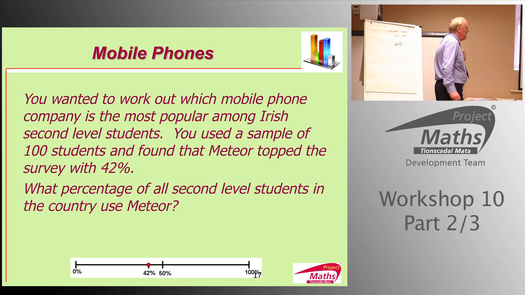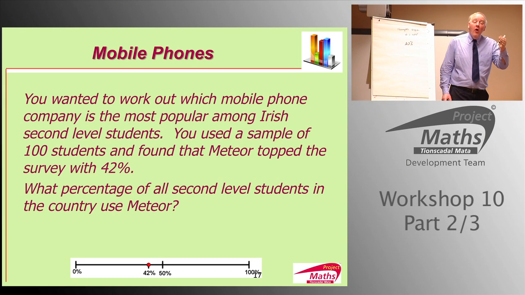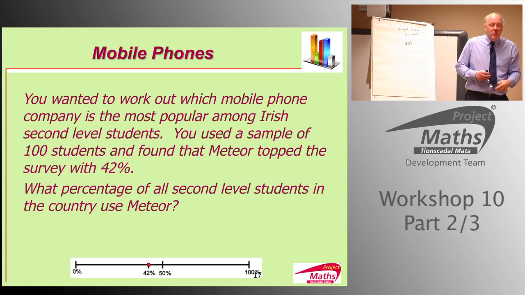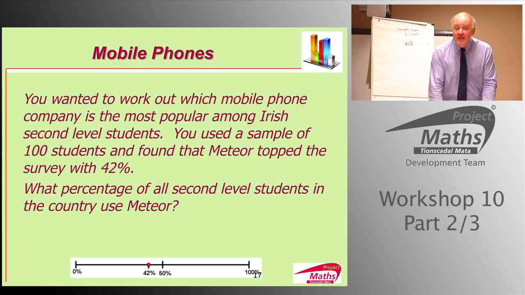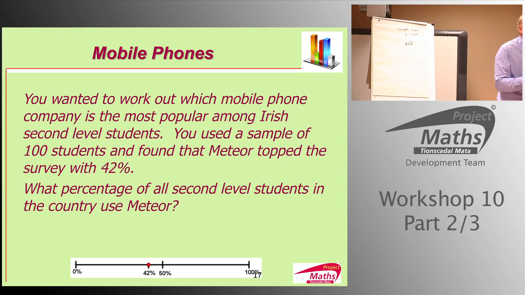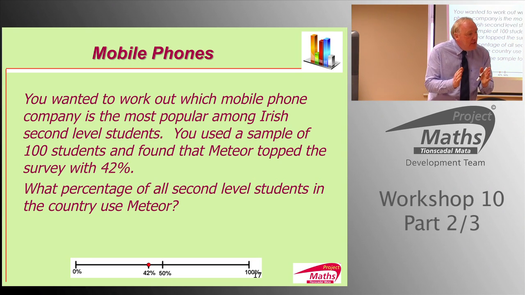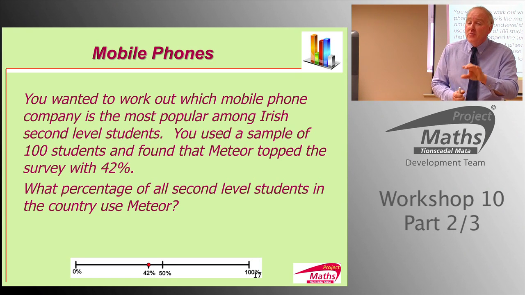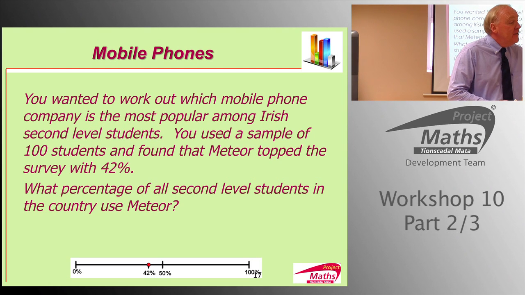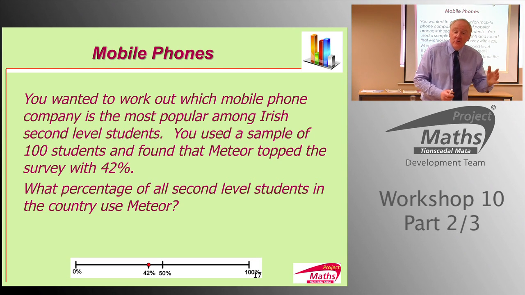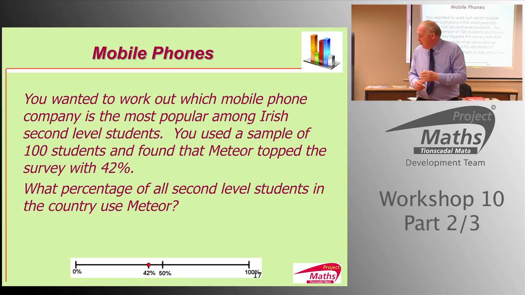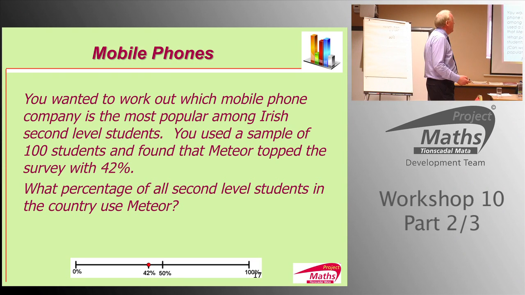So for example, could I make the statement, well, 42% of all second level students use Meteor? Could I make a statement as bold as that, or as deterministic as that? And I have to say no, right? I can't, because if I took another sample of size 100, I may get a different proportion, a different percentage. Do you understand? And we will look in a moment at something called sample variation.